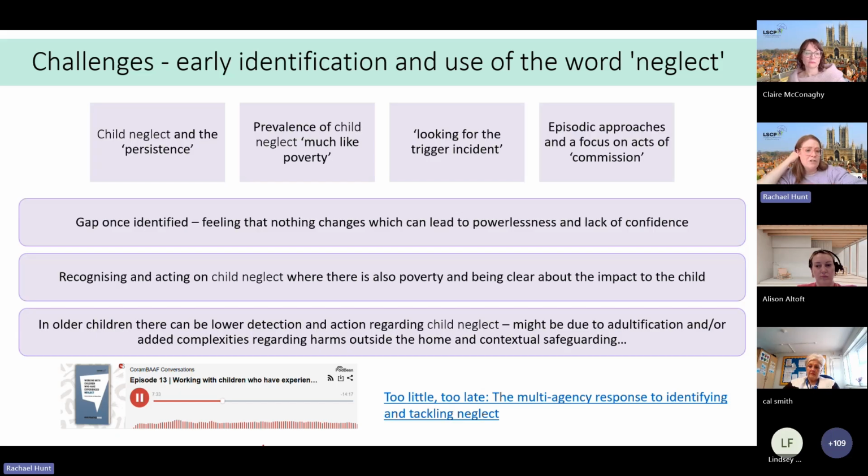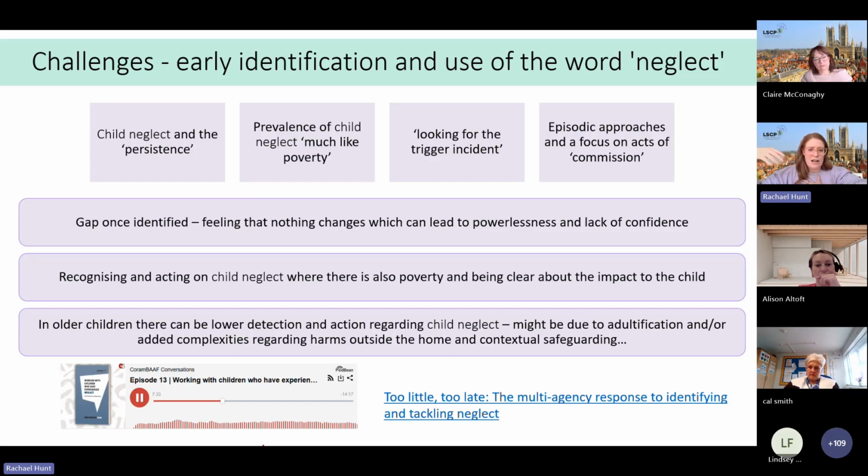Something else that we've included in the resource and the scales is around older children, and there being a lower detection and action regarding child neglect. I think it might be due to adultification. I don't know if people are aware of that, but it's similar to when we call children young people. There's sometimes a judgment that, as a young person, they might have a better understanding of the world, which they may do, but they're still children, still growing up in that environment, and it still impacts them the same as it would a younger child.